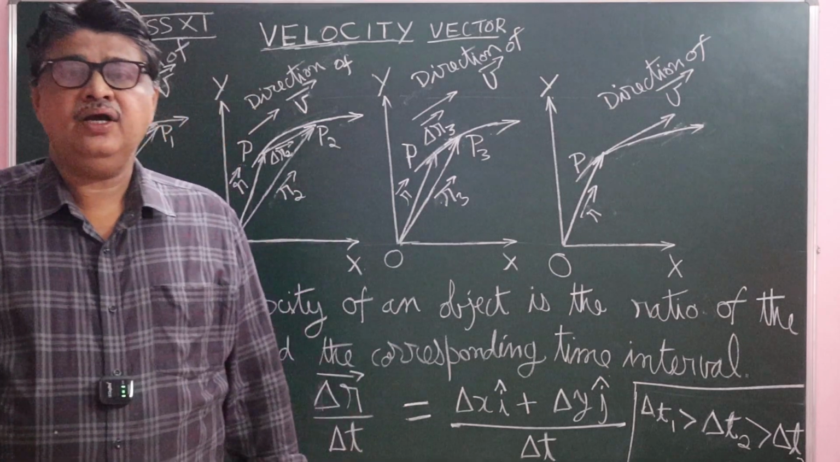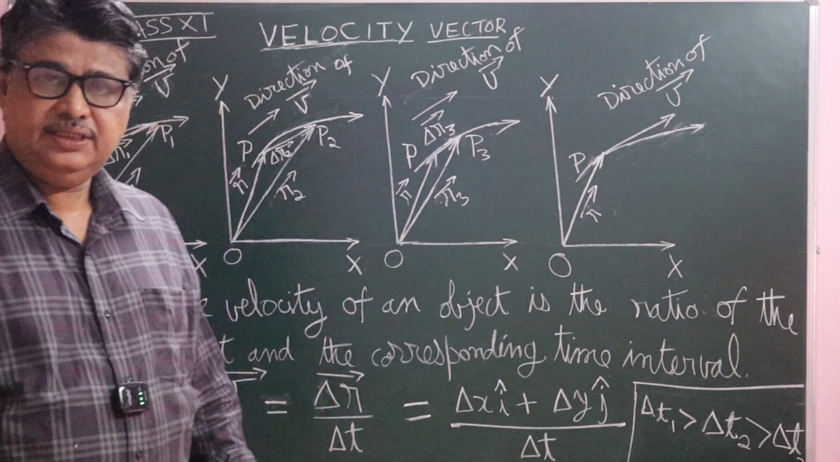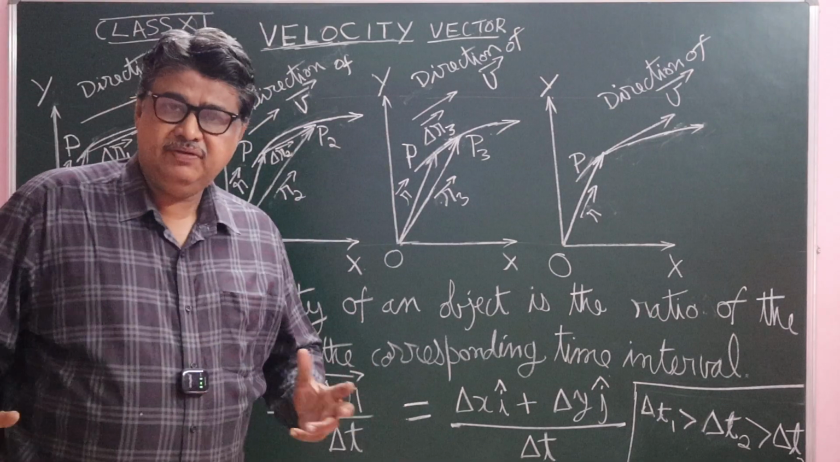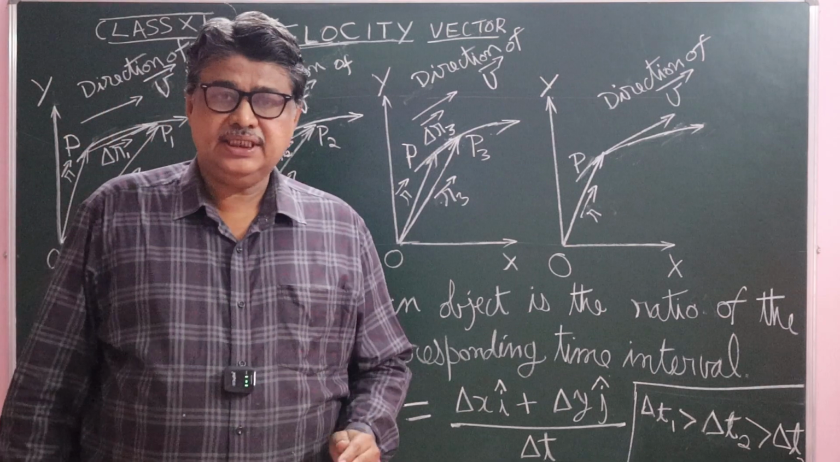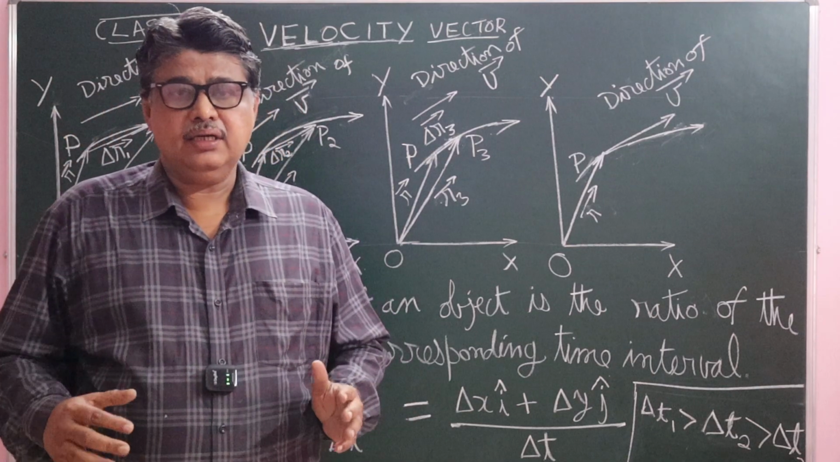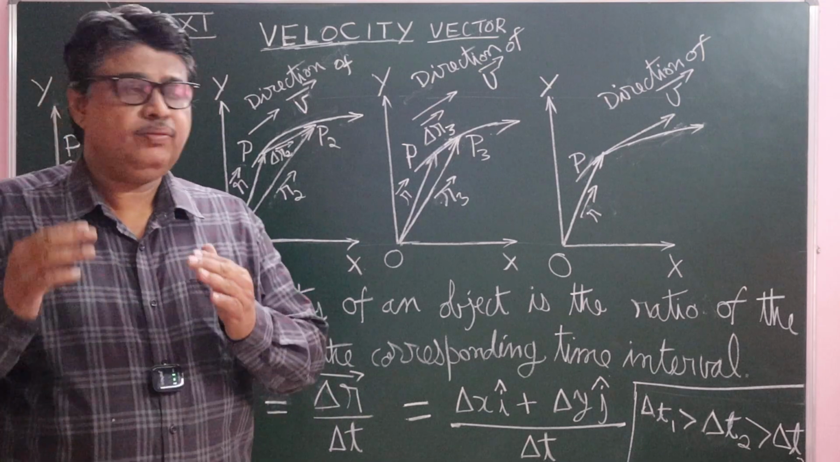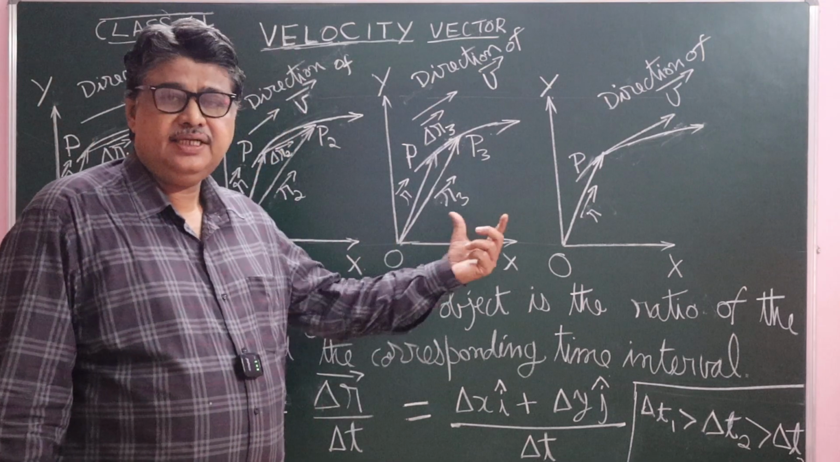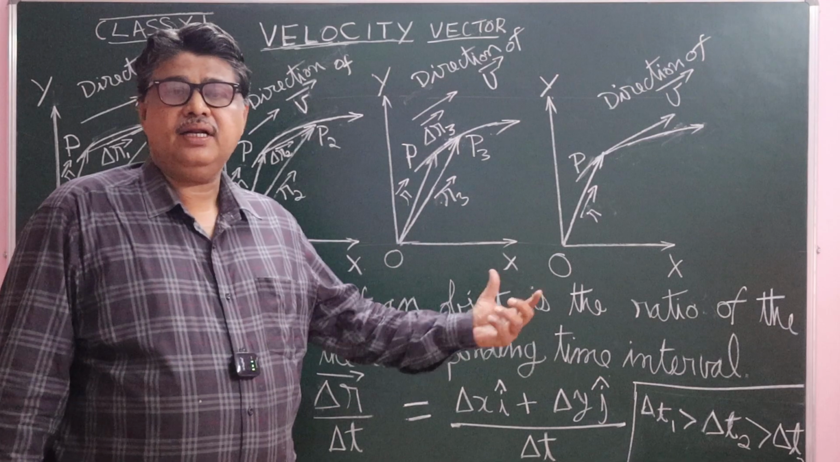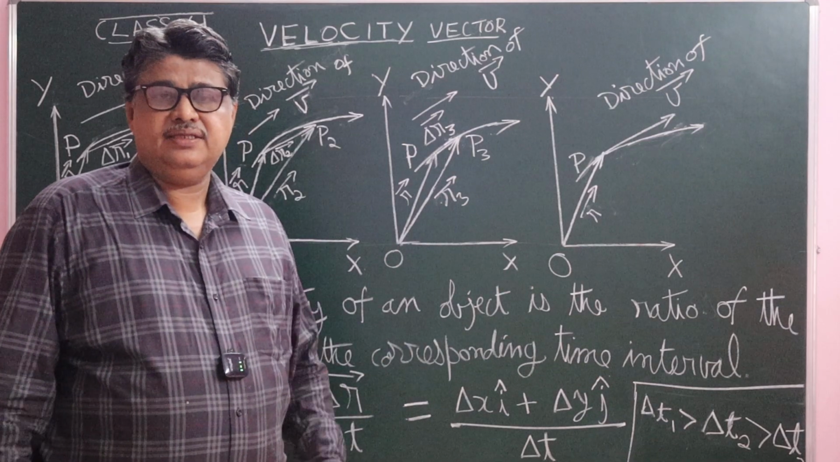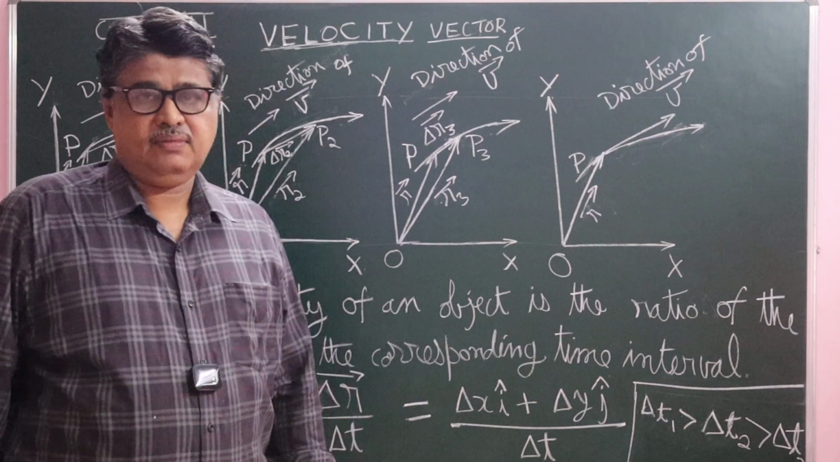Now let us see the velocity vector in this class. What is meant by velocity? Velocity is when a particle or an object moves from one distance to another distance in a particular time interval, then we say that it has velocity.